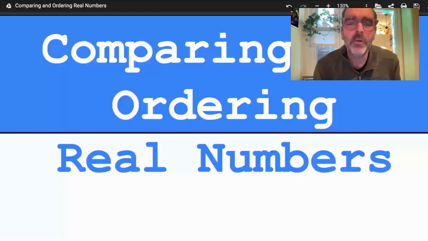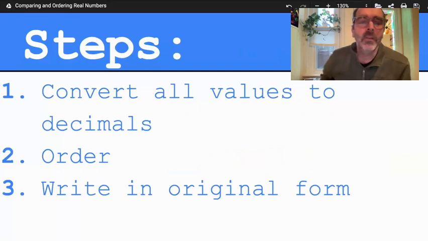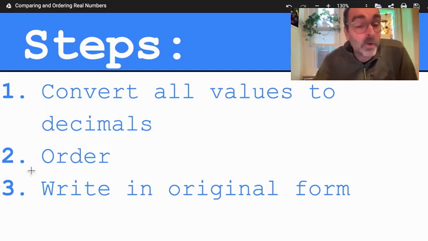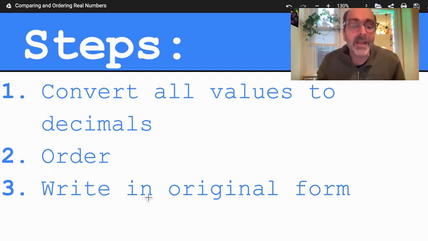Back, we are going to compare and order some real numbers. So let's do that. So the steps we're going to use. First, we are going to convert all values to decimals. Real numbers can come in many forms. It's helpful to make sure they all look alike so we know what we're ordering. Once we know what we're ordering, we're going to order them, and then we're going to write down those real numbers in their original form. Let's see what these steps mean.